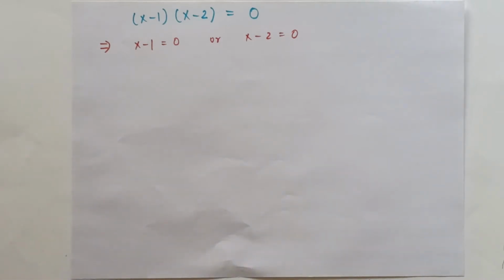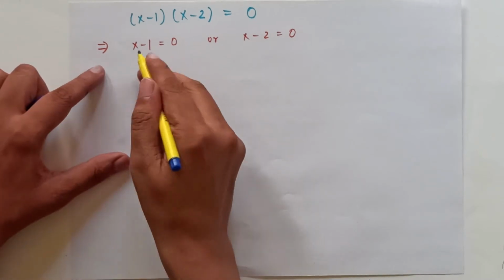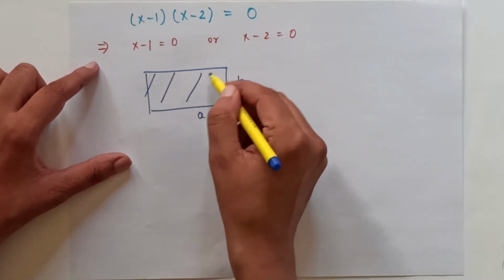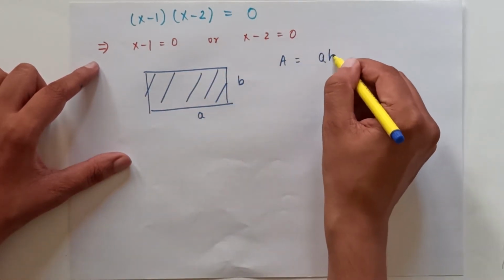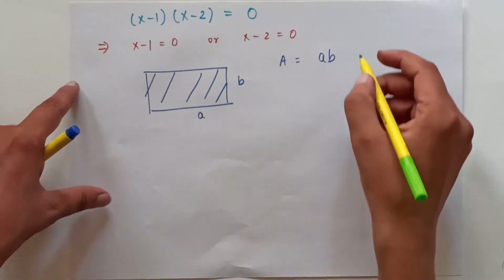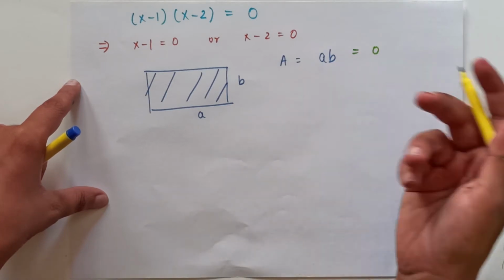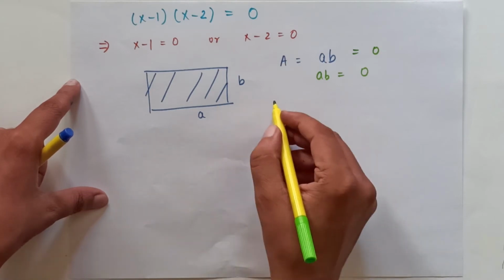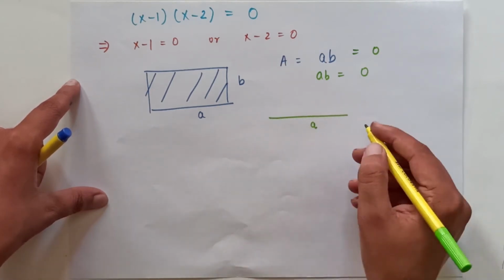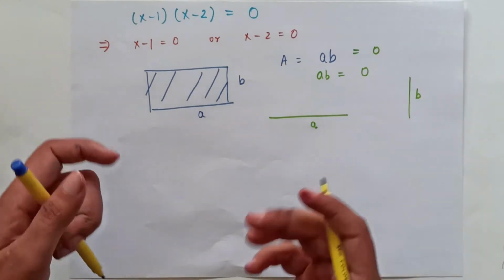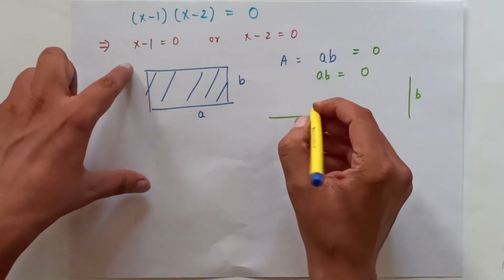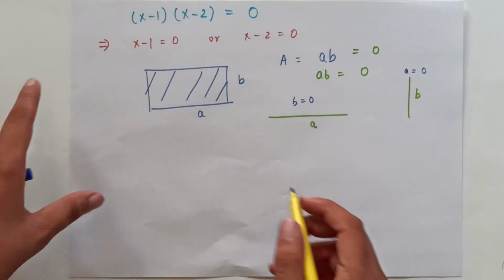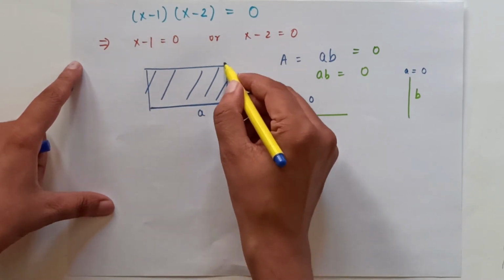For example, suppose a rectangle of length A and breadth B. What would be the area of this rectangle? The area would be AB. Now, if the area has to be 0, either of the side lengths A or B has to be 0. So either in this case we have B equal to 0, and in this case we have A equal to 0. And again, a possible scenario is that this whole rectangle just converges to one point and hence the area becomes 0.